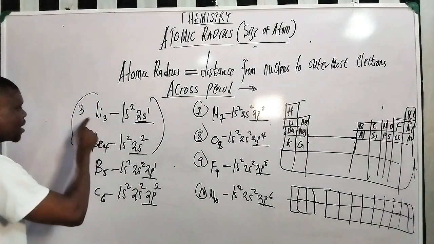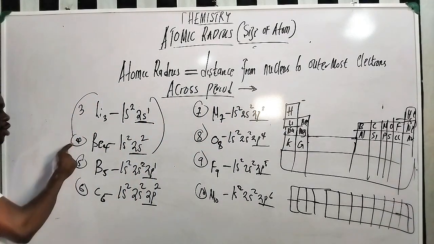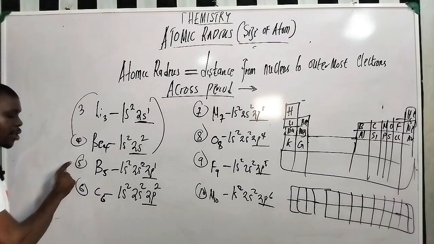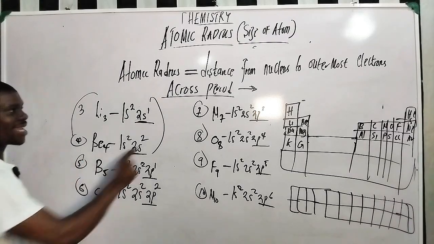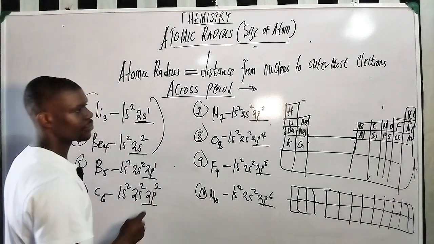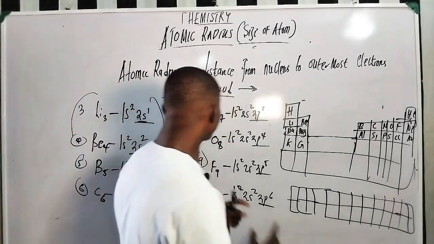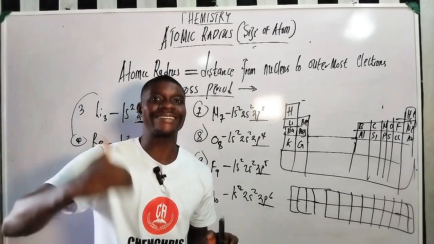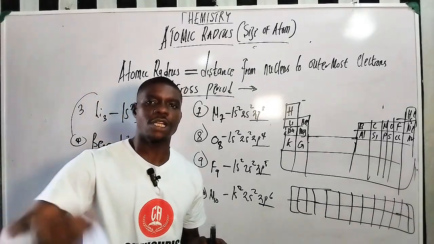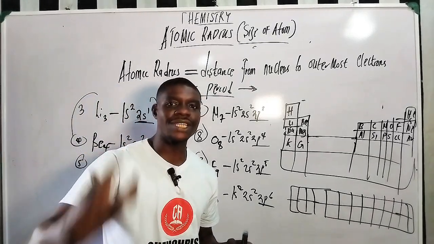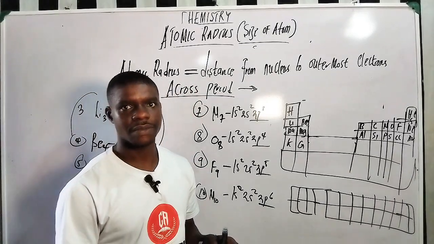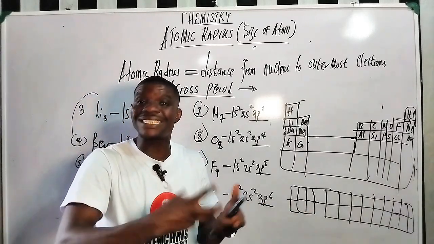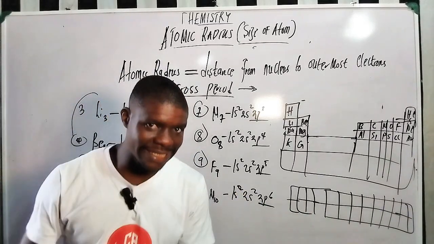So the proton number here is 3, here 4, here 5, here 6, 7, 8, 9, and 10. So across the period, what does the proton number do? The proton number increases. And as the proton number increases, the nuclear charge of the atom increases. And as the nuclear charge of the atom increases, what happens to the size of the atom? The size of the atom decreases.